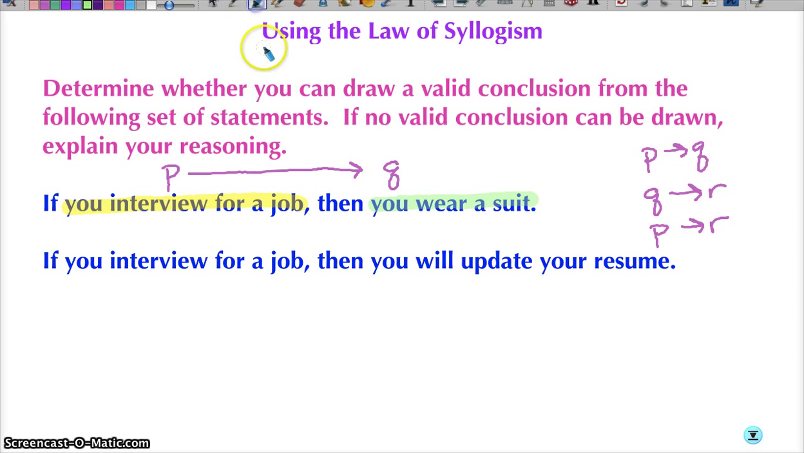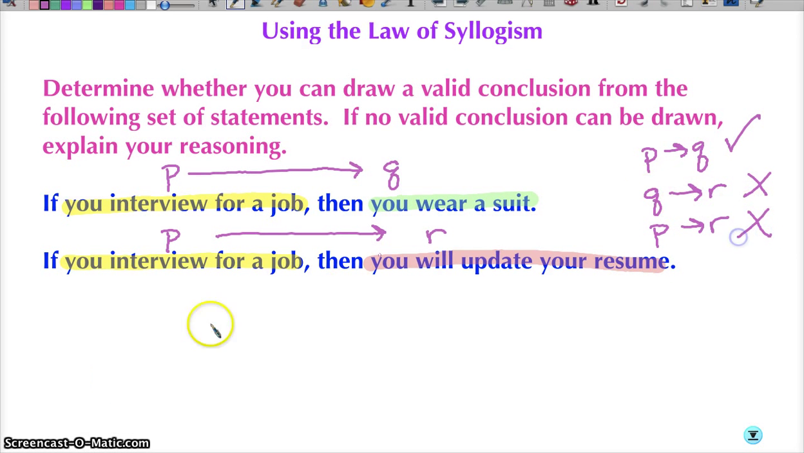All right, and so then let's look at our next one. We have if you interview for a job. So now we've got this yellow again. So we've got P, and then update your resume. And so we've got our R. Okay. So this did not follow the law. It followed P implies Q. It did not follow this. So therefore, we can't make a valid conclusion. So it is invalid. And so what would be reasoning for that?